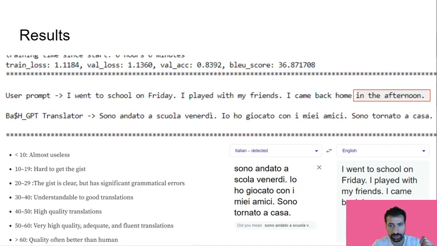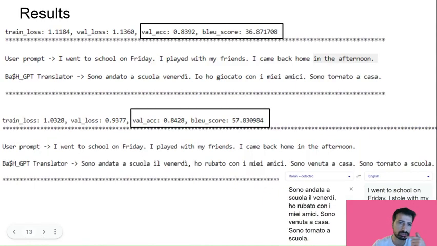So I just copied this phrase here into Google Translate, and that's what Google Translate gave. I went to school on Friday, I played with my friends, I came back home. So that's exactly the initial user prompt, except for that last phrase, in the afternoon. So the model wasn't catching it. But what I want you to pay attention to is that this is quite a good translation, bar the lack of the last three words, and the BLEU score was 36. Understandable to good translation. But then here's another example.